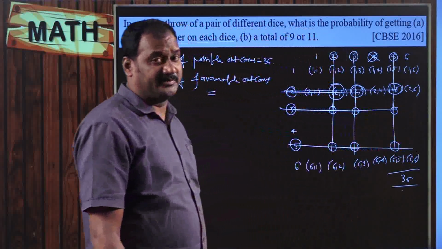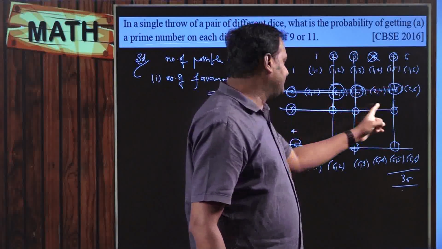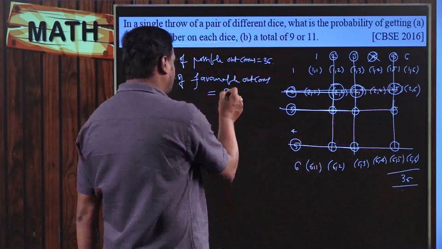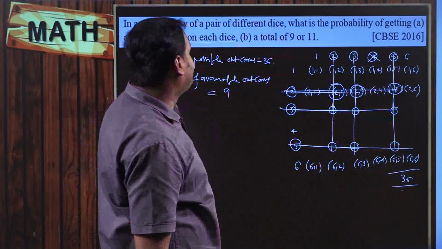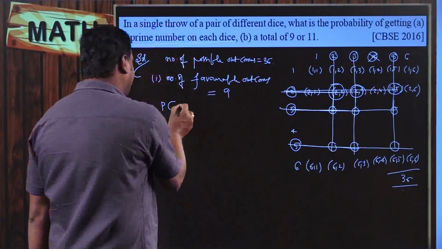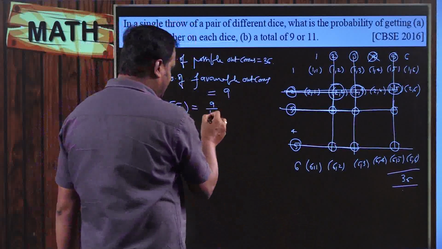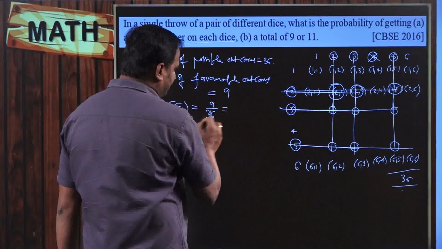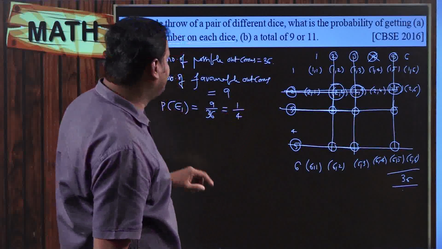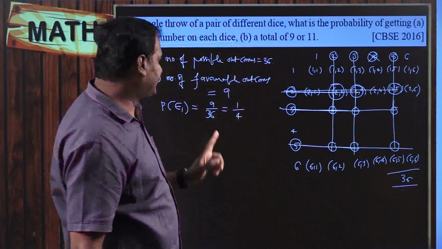So therefore totally how many primes are there on both the dice? 1, 2, 3, 4, 5, 6, 7, 8, 9. So there are totally 9 favorable outcomes, saying that prime on each dice. Therefore, the probability of an event is equal to the number of favorable outcomes divided by the total number of outcomes. So 9 divided by 36 is equal to 1 divided by 4. So 1 divided by 4 is the probability of getting a prime number on both the dice. Okay, so that's the first one.